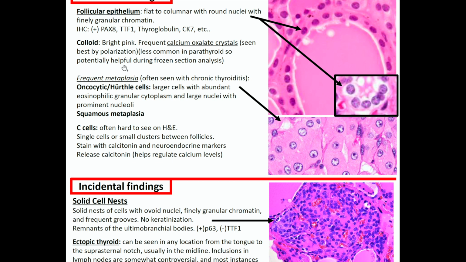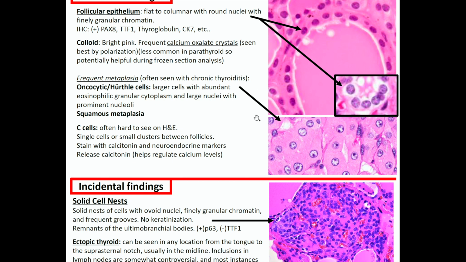In the thyroid, you can have frequent metaplasia. This is often seen with chronic thyroiditis, which makes sense, right? Like chronic irritation, the cells there are going to undergo metaplasia and transform into something that's more resilient. Kind of like survival of the fittest of the cell type is one way of thinking about it. You have oncocytic or Hürthle cells, which are larger cells with abundant eosinophilic granular cytoplasm and large nuclei with prominent nucleoli. You can also have squamous metaplasia.